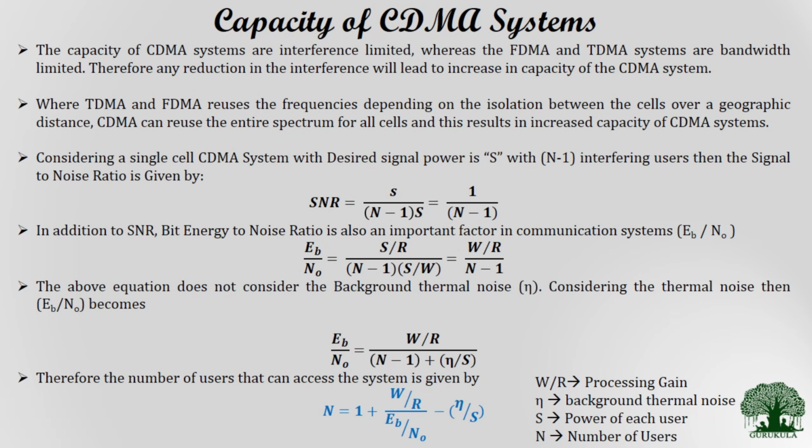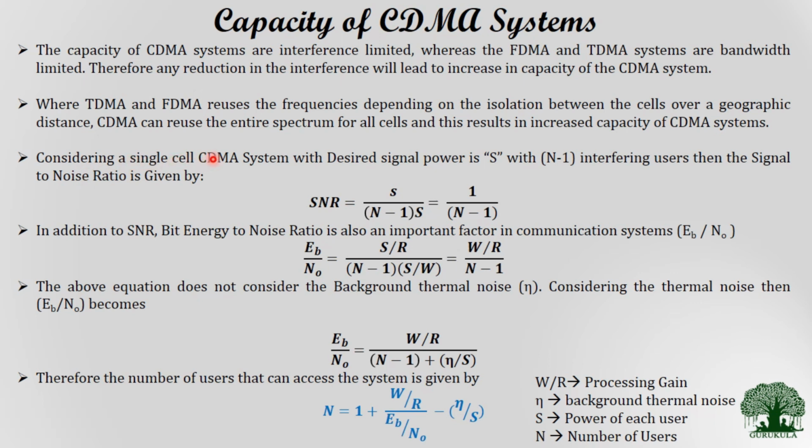Now when you consider the capacity of CDMA systems, the capacity of CDMA systems is interference limited, whereas in FDMA and TDMA systems it is bandwidth limited. Therefore any reduction in the interference will lead to an increase in the capacity of the CDMA system. TDMA and FDMA reuse the frequency depending upon the isolation between cells or the geographical distance, and that is not needed in CDMA, where the entire spectrum can be reused in all the cells, and this results in increased capacity of the CDMA system.